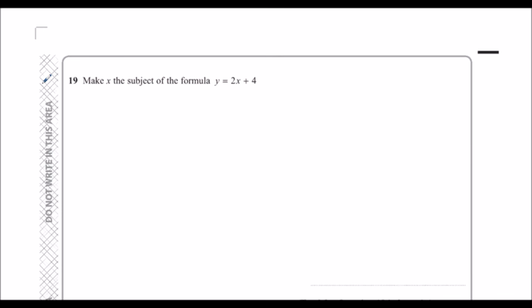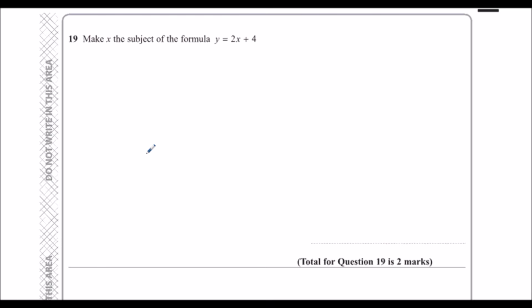Question 19, make x the subject of the formula. So that means make it x equals something. So we need to get x by itself. The first thing we want to get rid of is this plus 4. To get rid of a plus 4, we do the opposite of plus 4, which is taking away 4. So we're going to take away 4 from both sides. If I take away 4 from both sides of the equation, I get y minus 4 equals 2x.